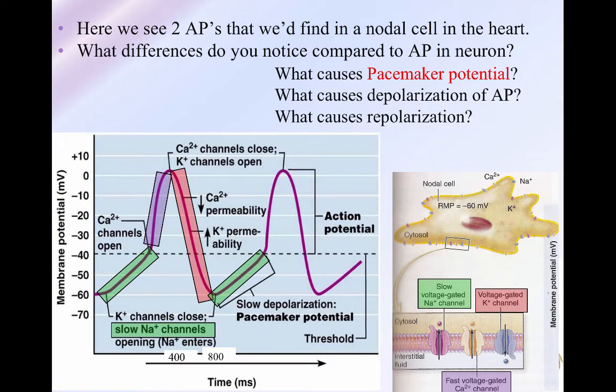Then we just start all over again, and so you know this is going to continue. If you have a resting heart rate of 60 beats per minute, this is going to happen 60 times in a minute. If you have a resting heart rate of 70 beats per minute, it will happen 70 times in a minute.